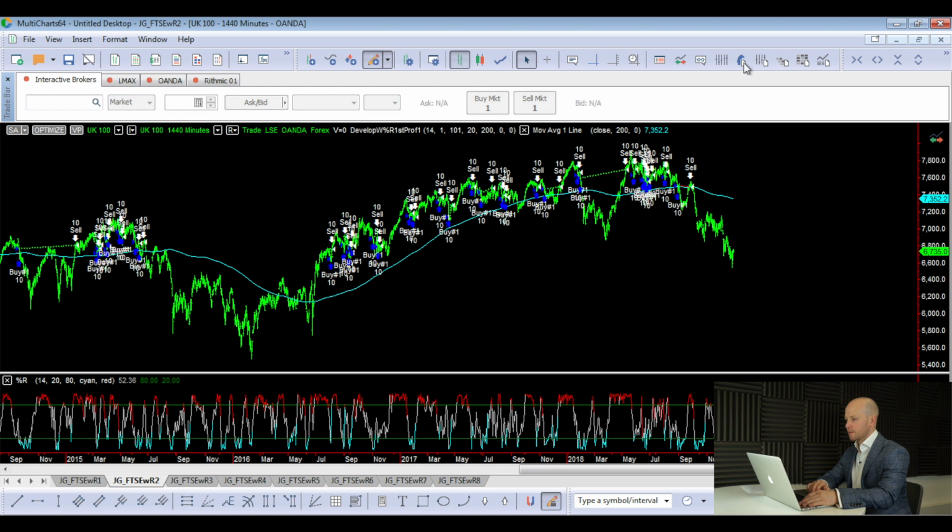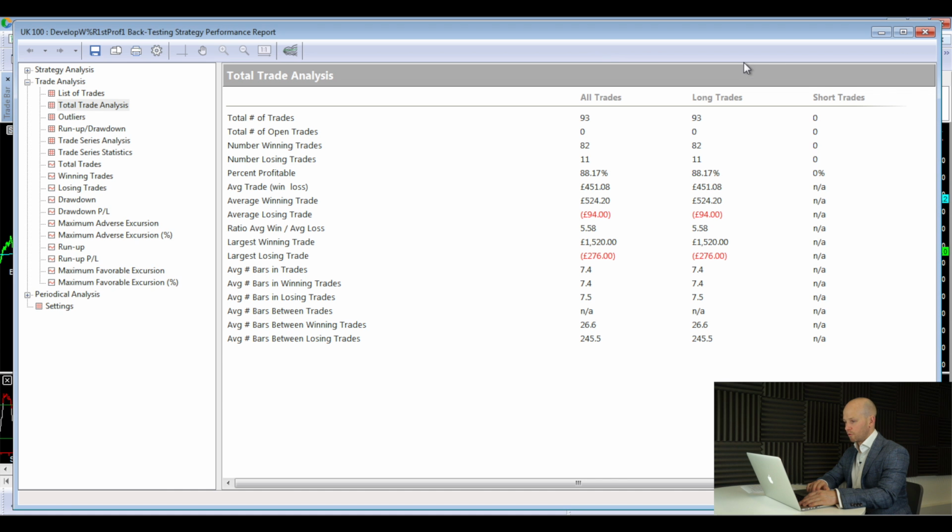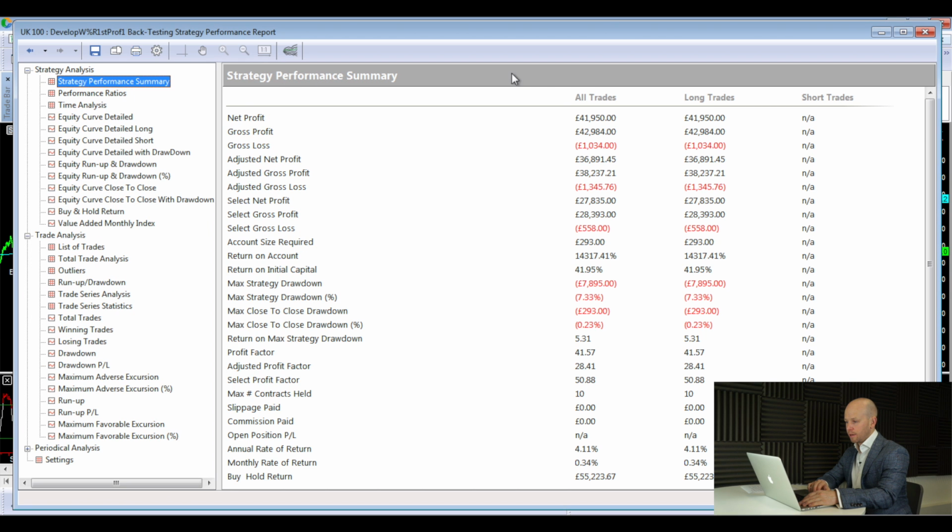So let's see how that's affected our performance report. We're even more accurate now. We've got 88%, taking fewer trades. The average trade is ever so similar. Let's look at the net profit. We've got less net profit, about 10,000 less, but the drawdown has reduced, which is great. Now we're only at 7,895, which is an improvement over not using the 200 period moving average as the filter.